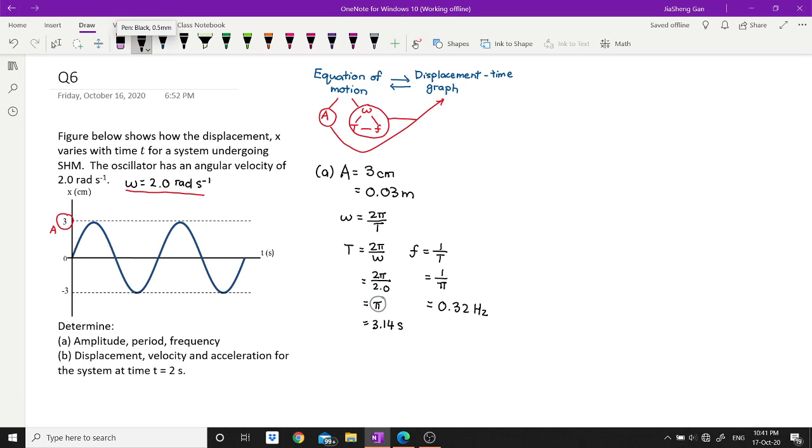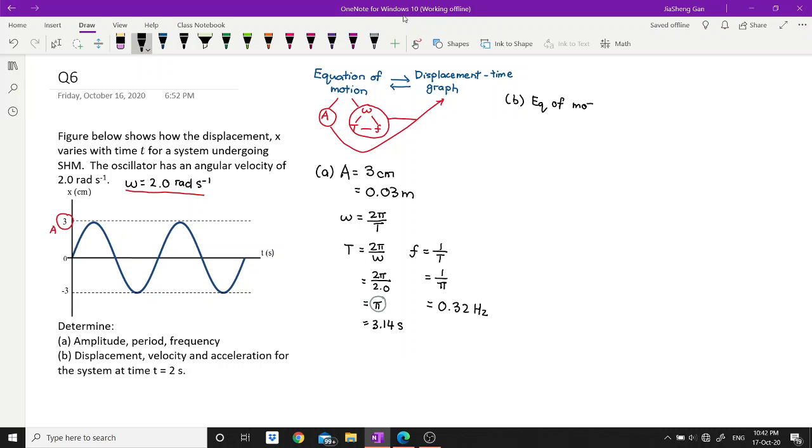Now let's move on to question B. Question B asks for the displacement, velocity and acceleration for the system at time t equals 2 seconds. So they give you a specific moment, when time equals 2 seconds, and they want you to find the displacement, the velocity, and the acceleration. Three things. You input a specific moment, and you output the displacement. This is something that we did for the first question. It should involve the equation of motion.